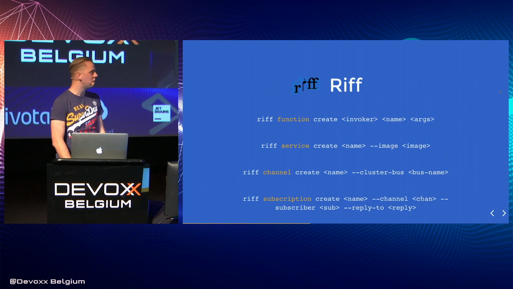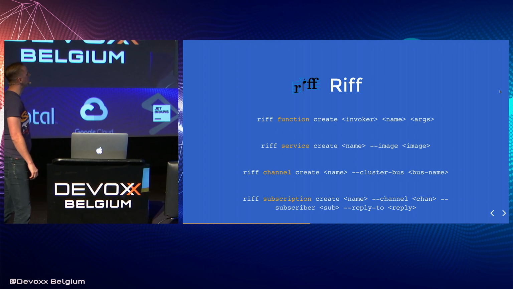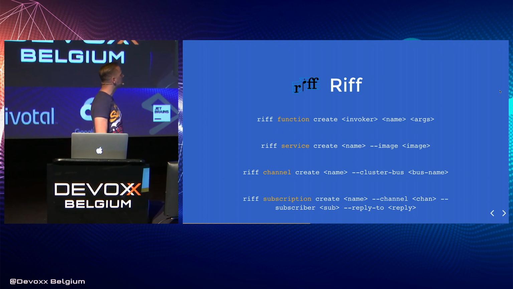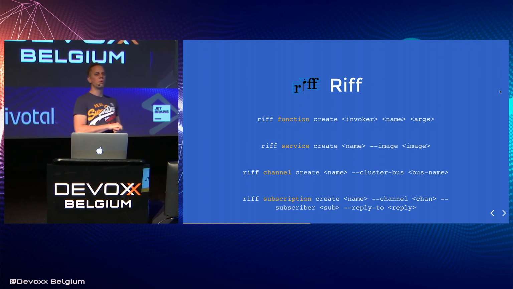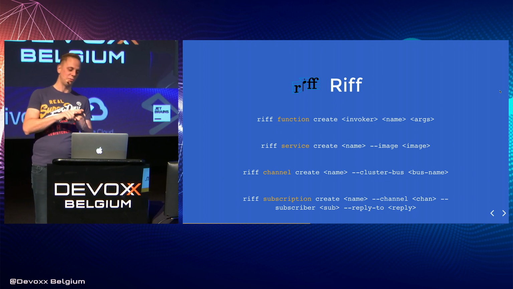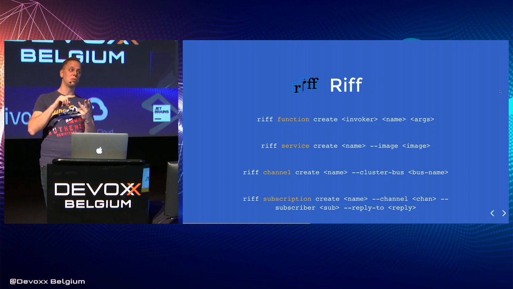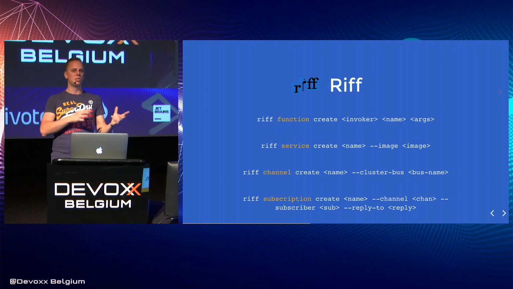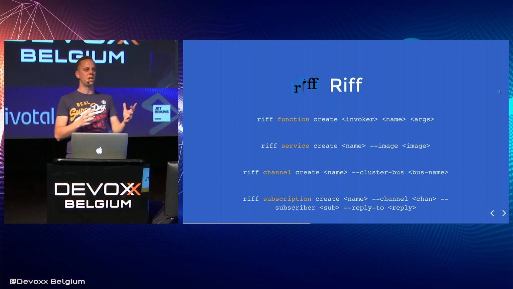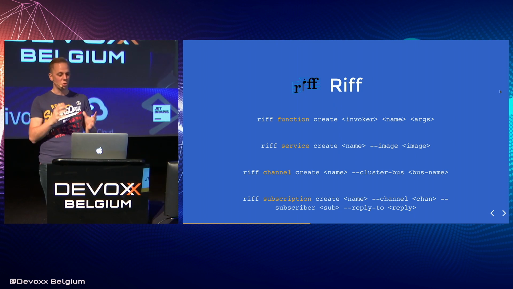So this is, for example, a way of creating the different primitives in Riff. You would create a function with riff function create, add the invoker, add the name of the function, and then some arguments, like an image or whatever. You have many different options of creating functions. There's also a Riff service. So if you don't want to create a function, but you still want to create a service, which is a Knative service, not the same as an Istio service, not the same as a Kubernetes service. So it gets quite confusing sometimes. But a Knative service makes sure that the scaling works and that the Istio sidecar containers are in place and that everything just works together.